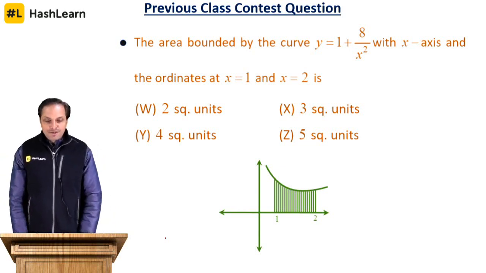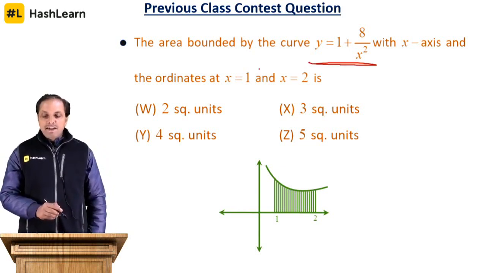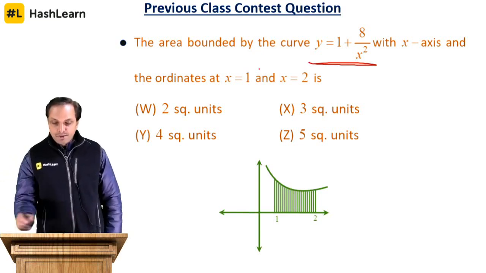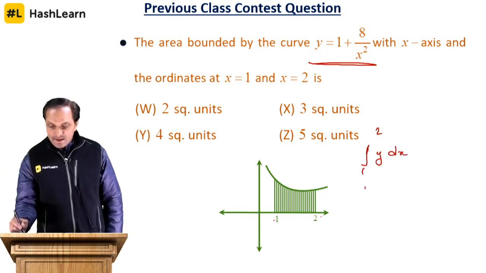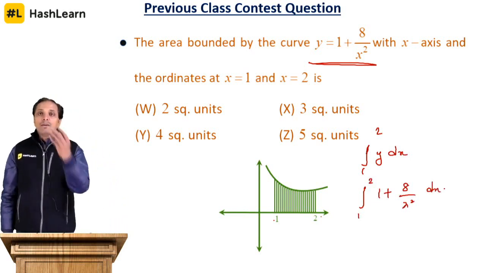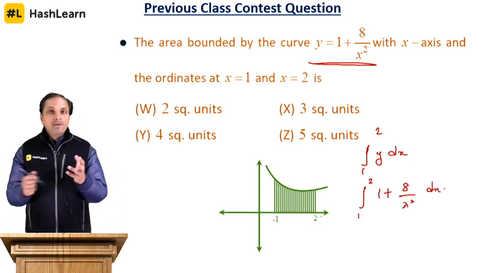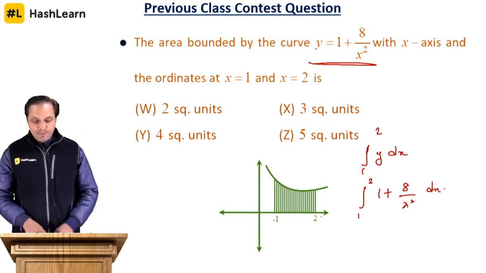And the problem was, you need to find the area for this curve y is equal to 1 plus 8 by x square. So what you need to do is, the limit is 1 to 2 along the x axis, integral of y dx from 1 to 2, 1 plus 8 divided by x square dx. Directly you integrate, put the upper limit and the lower limit, and you will be able to get the answer. Fine. So this was a very simple problem.